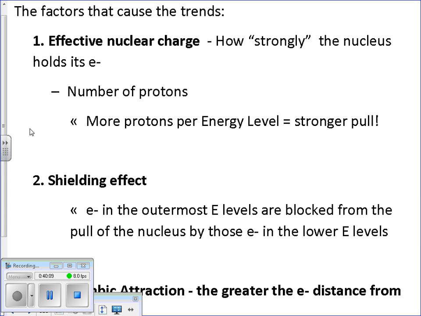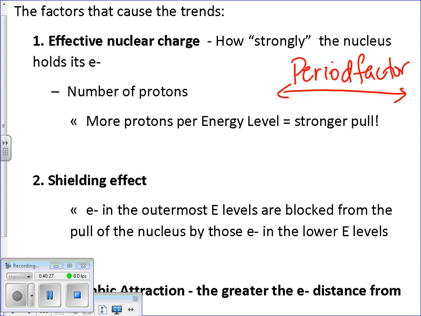So the effective nuclear charge is a period factor. And that's because I only use that term or that reasoning to explain something when I'm talking about a trend across a period. And don't forget, a period is left and right.